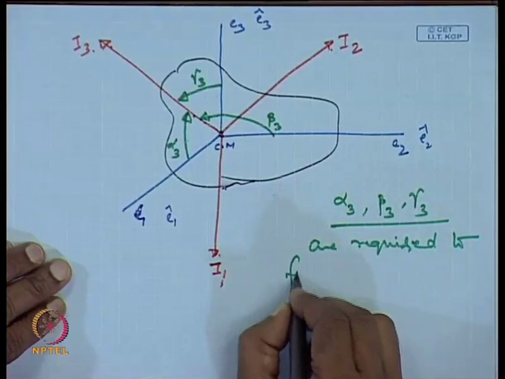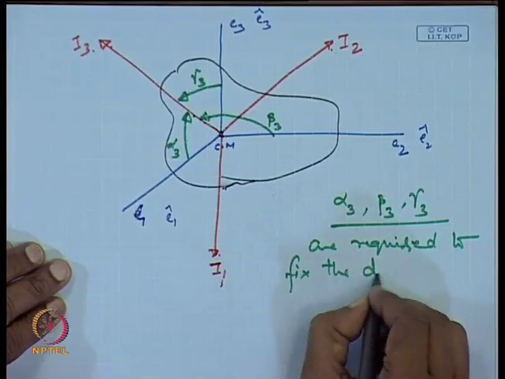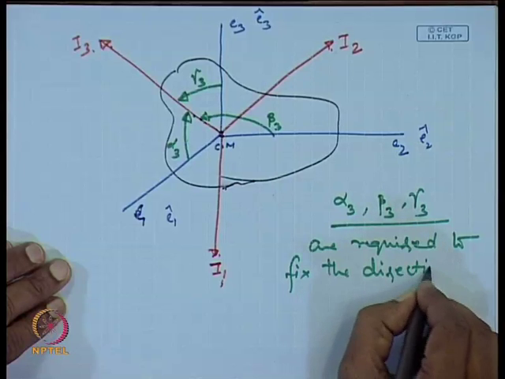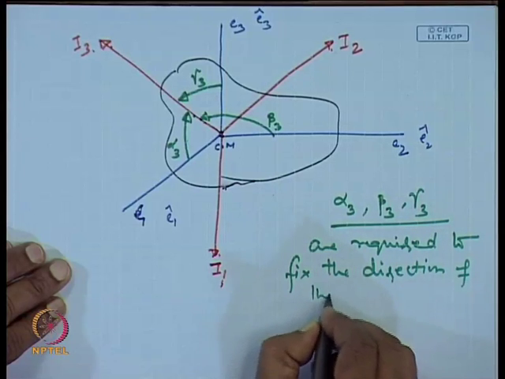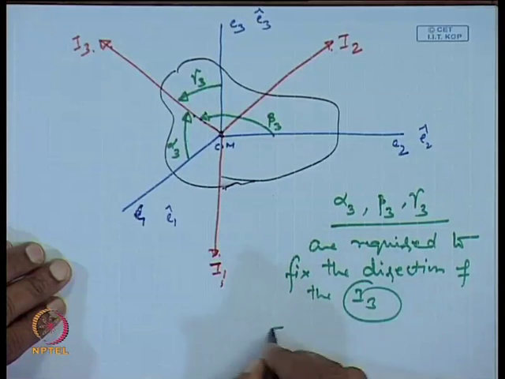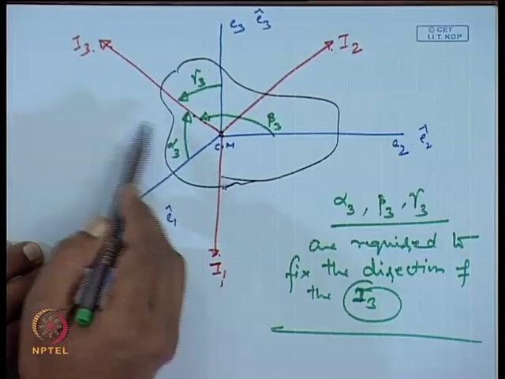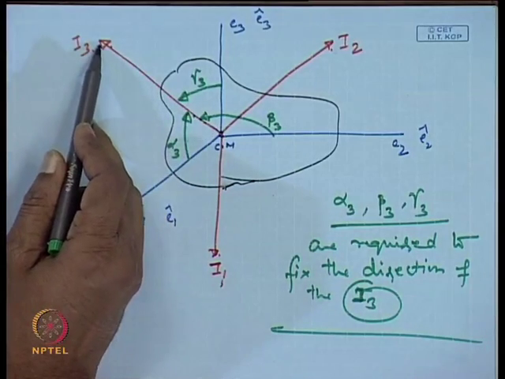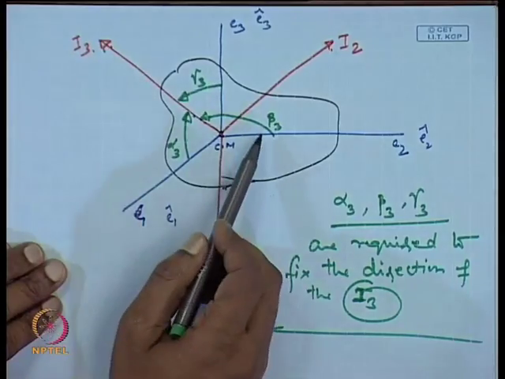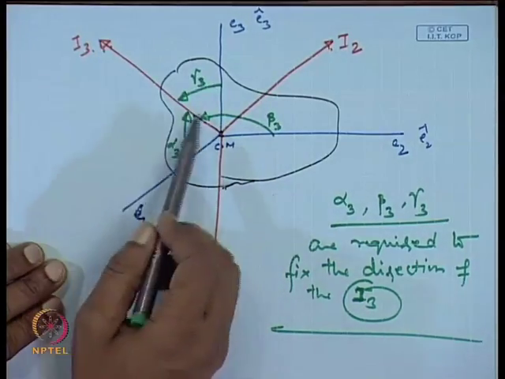to fix the direction of I 3. So, I 3 is the moment of inertia and its direction is directed here, and you need at least 3 angles to fix this direction.